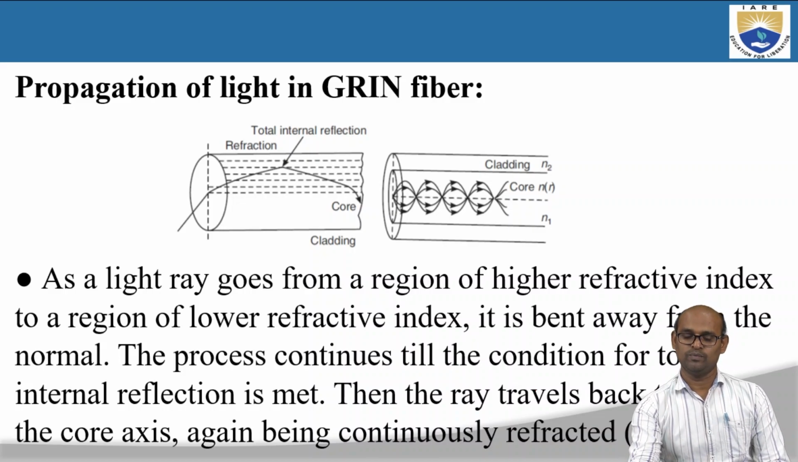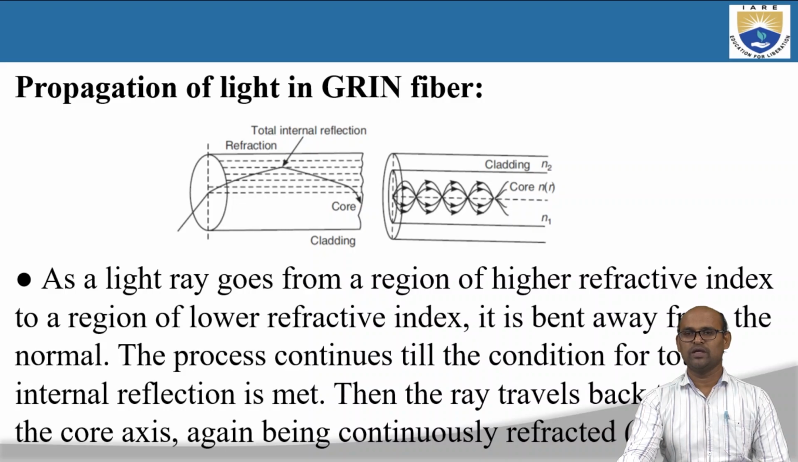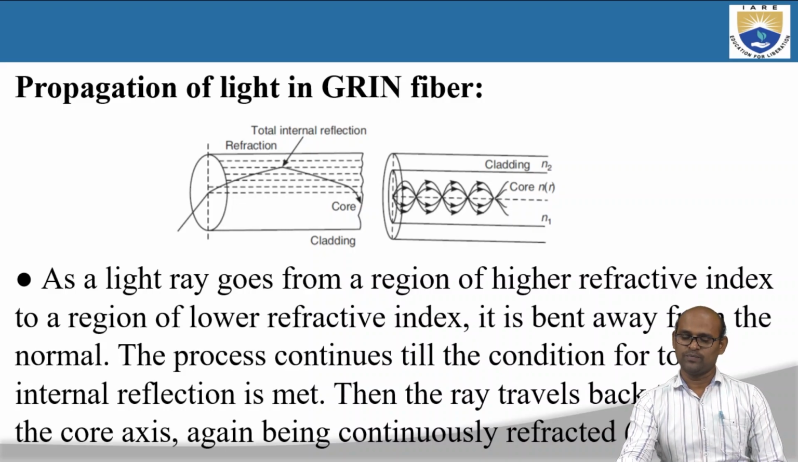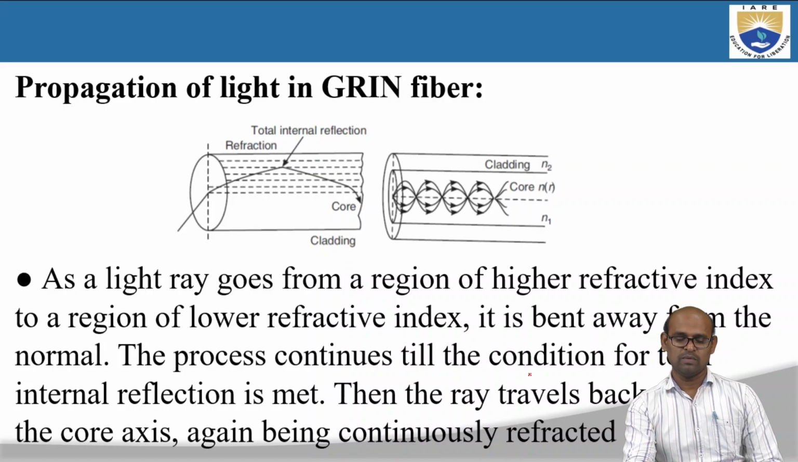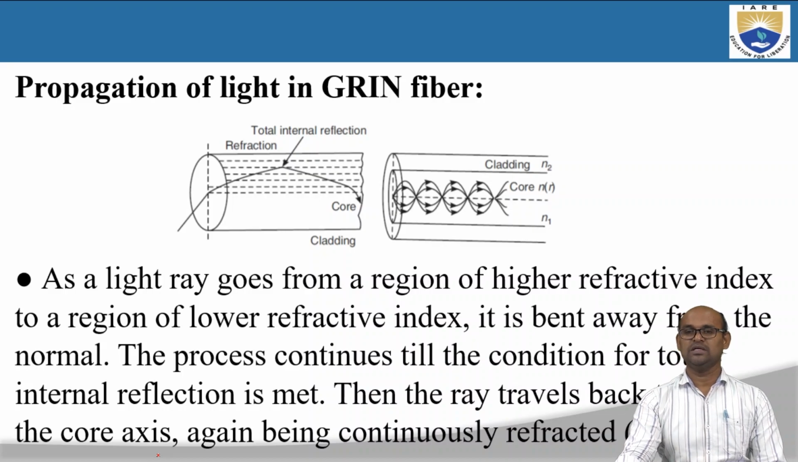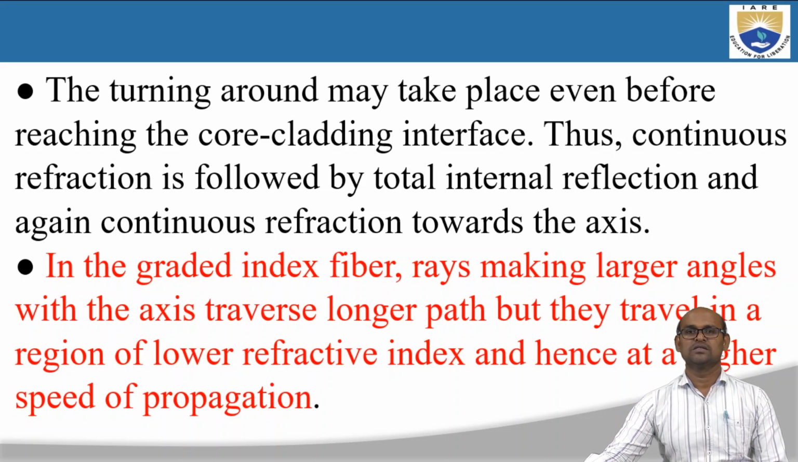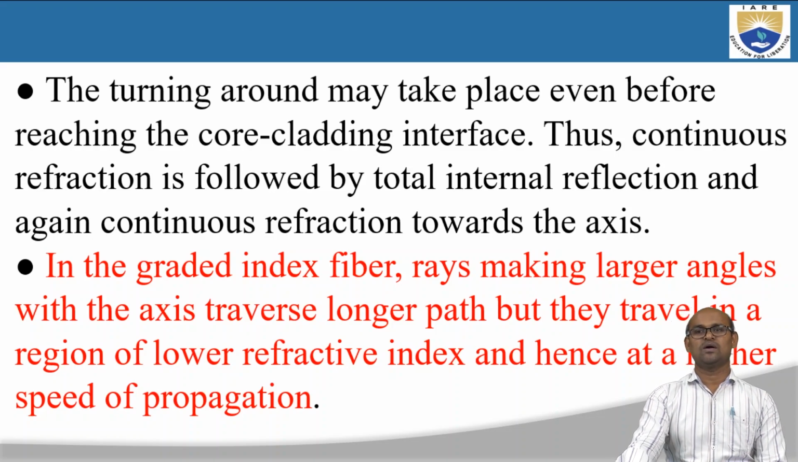Okay, so in every optical fiber we have core and cladding. Core refractive index is always more compared to the cladding refractive index. Whenever the light goes from a higher refractive index, denser medium to the rarer medium, there is going to be a bending of this light, bent away from the normal, and this process will be continued until the total internal reflection condition is met. Okay, so then the ray travels back towards the core axis, again being continuously refracted. The turning around may take place even before reaching the core cladding interface. Thus, continuous refraction is followed by total internal reflection and again continuous refraction towards the axis.